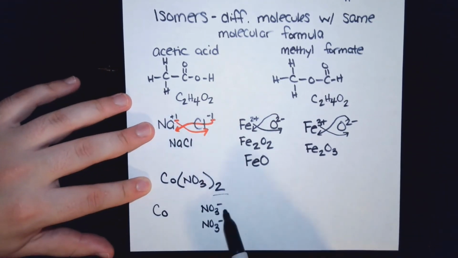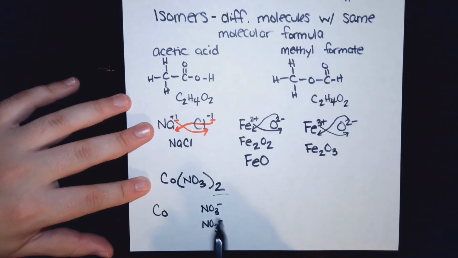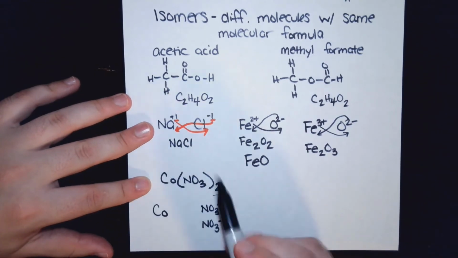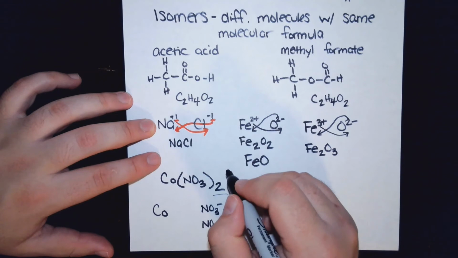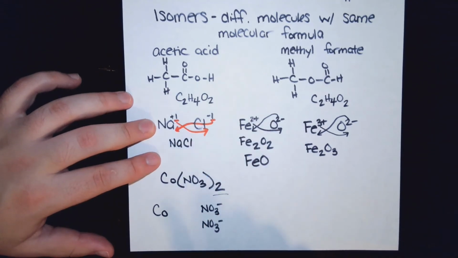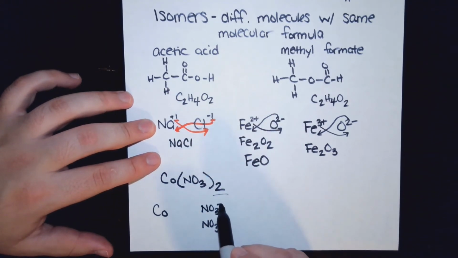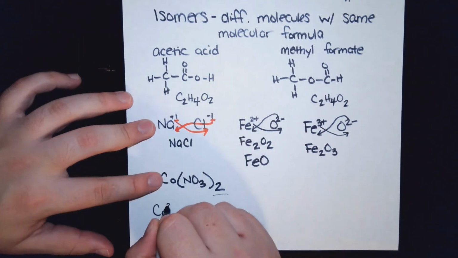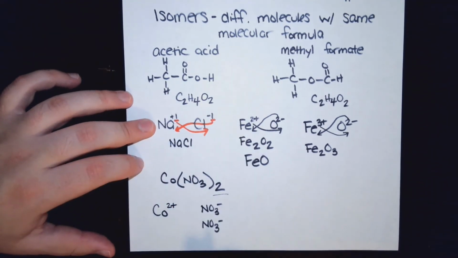So now the total amount of negative charge from the nitrate ions is -2, right? Because this one is -1, this one's -1. Add those together, you get -2. This is a neutral molecule, all right? Otherwise, if it wasn't, we'd see a charge for the molecule as a whole. So what needs to be the charge to cancel out -2? +2. So it's cobalt 2+.